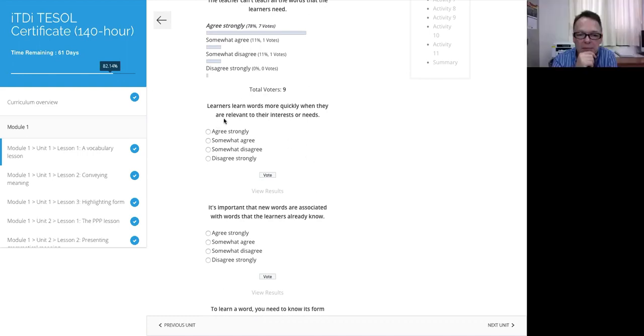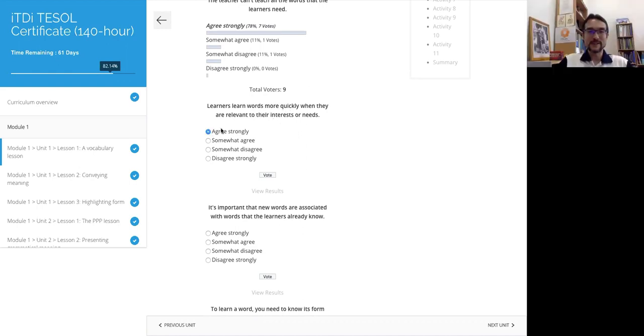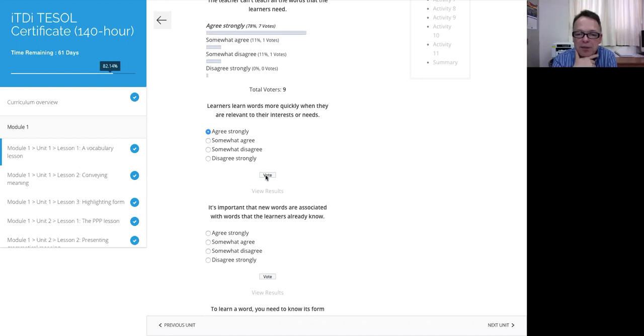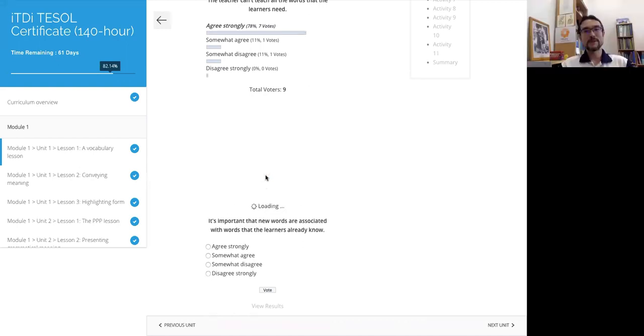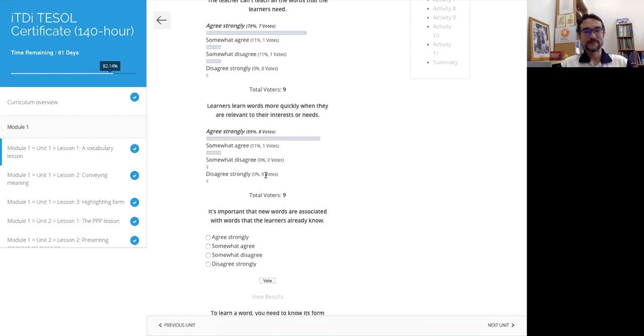What do you think? I think I'm going to agree strongly with that. So I can click here. Now we can see what it looks like to vote, and I can cast my vote and it'll pull up everyone else who's voted before me.